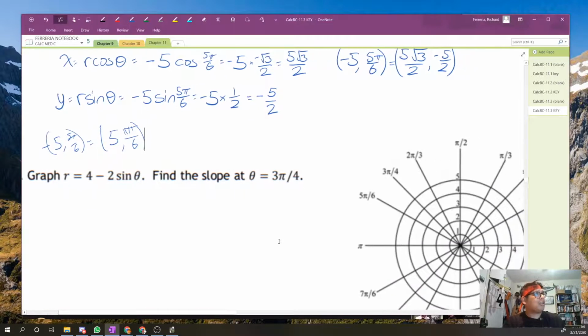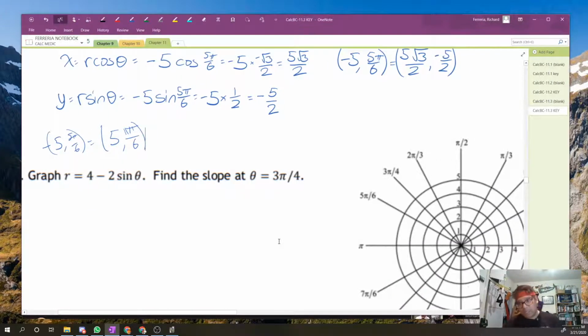Last one we're going to do here, this is a long one. So is this video. We're at 36 minutes. Let's graph this. This is a limacon, a plus b sine theta. So a equals 4, b equals 2.